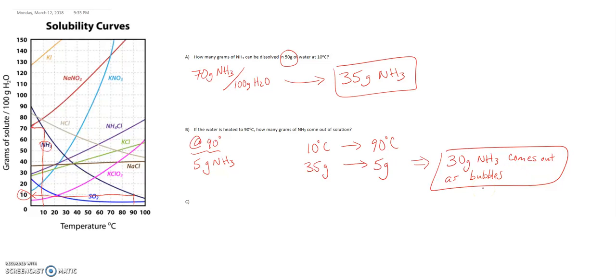If this was a solid and we were cooling it down, the solute would come out of solution in the form of just crystals at the bottom, solid at the bottom. But if you're talking about a gas leaving the solution, it bubbles away.